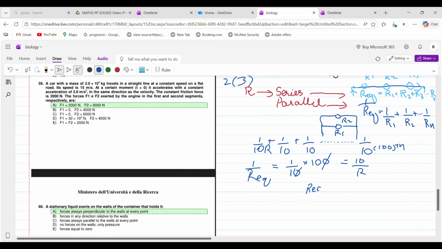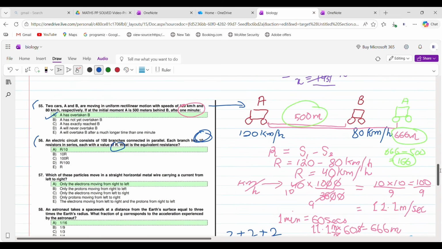Okay, and that would be r by 10. Then you just need to reciprocate it, so r by 10. So basically we have gotten our answer. Let's see. Yes, so this answer is the correct answer, r by 10.